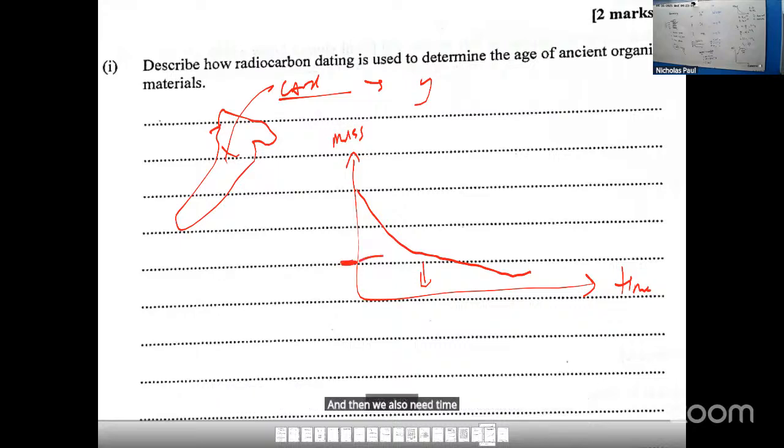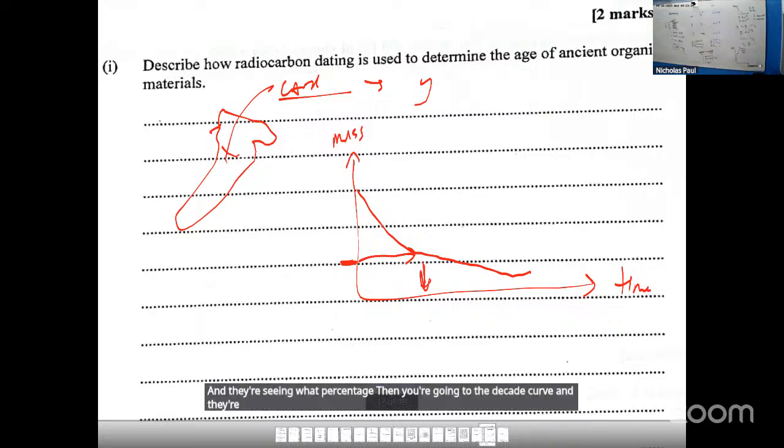Read off the time it takes for it to reach a particular mass. So you're taking an object, taking the carbon out of it, and seeing what percentage of carbon it reached. Then you're going to the decay curve, and you're working out how old it is. That's one way. Or the next way is to use the formula.